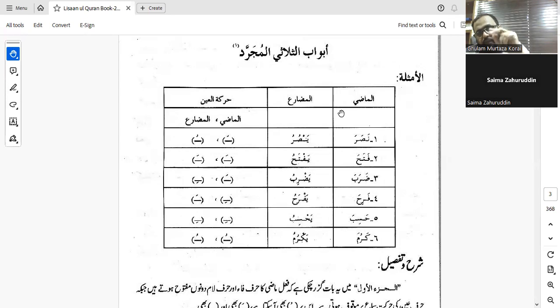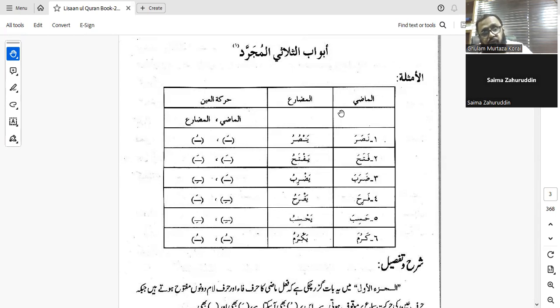Wahid muzakkar hazir, muthanna muzakkar hazir, jama muzakkar hazir. Then wahid mu'annas hazir, muthanna mu'annas hazir, and jama mu'annas hazir. Then two more sigas there, Wahid Mutakallim and Jama Mutakallim.